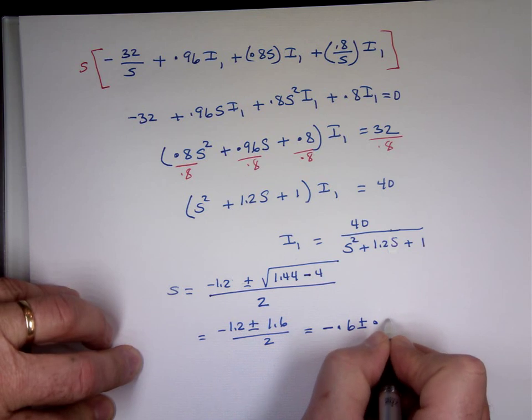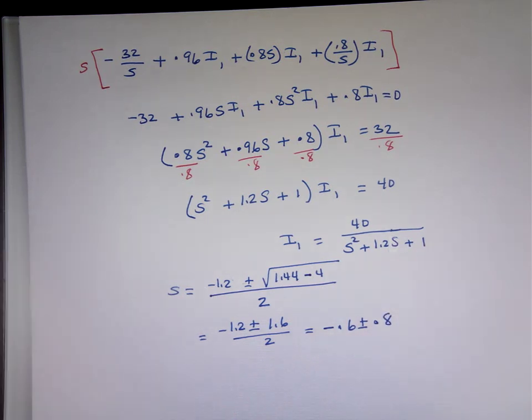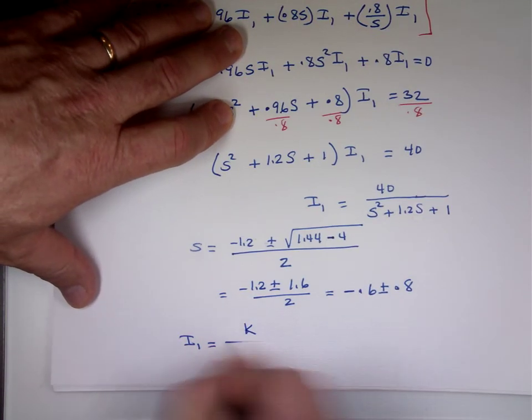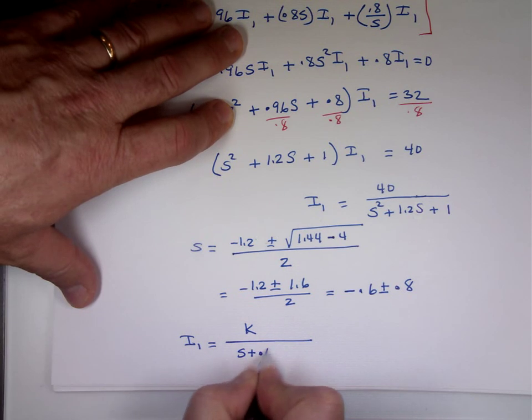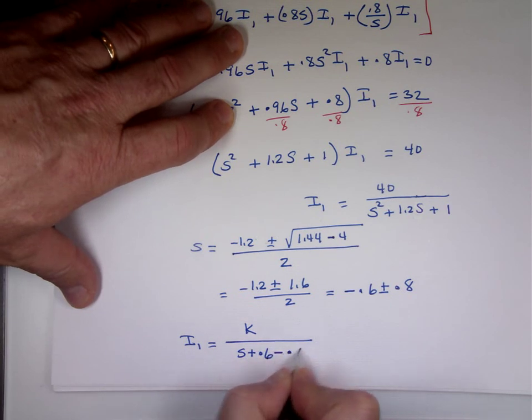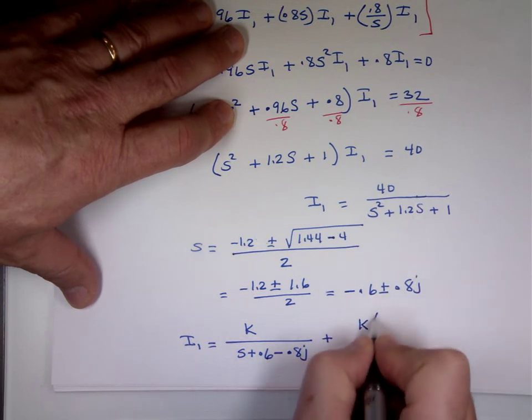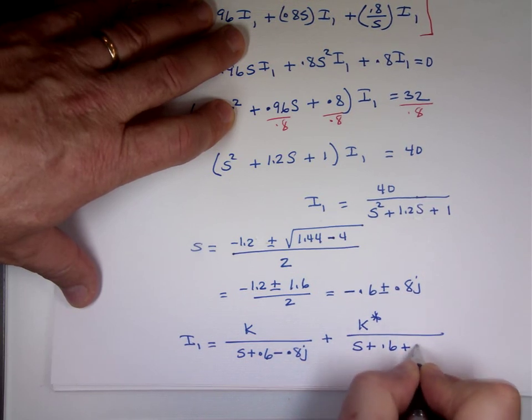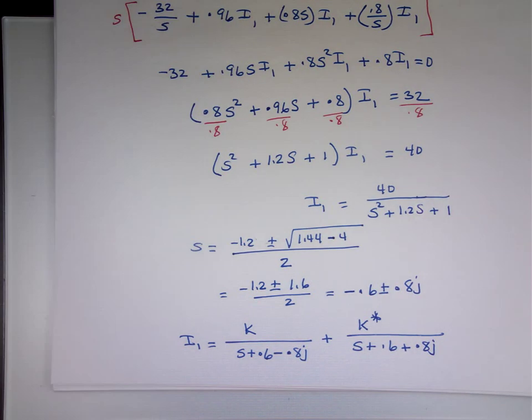So when you take this one, you can write I sub 1 really as k over s plus 0.6 minus 0.8j. I forgot to write the j here. Plus k conjugate over s plus 0.6 plus 0.8j. This is going to be much, much quicker this way. Way quicker than we did in circuits 1. Once I find k, I'm done with it. How do you find k?